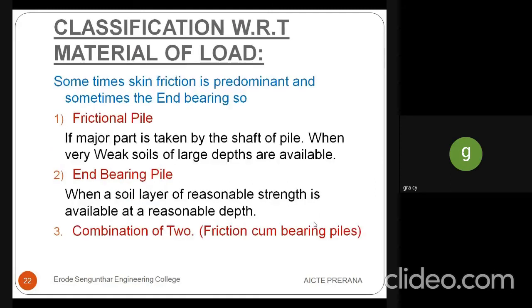Then classification with respect to the material of load. Sometimes skin friction is predominant and sometimes the end bearing. First topic is frictional pile, where the major part of the load is taken by the shaft of the pile, when very weak soils of large depths are available. Then the second one is end bearing pile, when a soil layer of reasonable strength is available at a reasonable depth. The combination of the two is friction cum bearing pile.